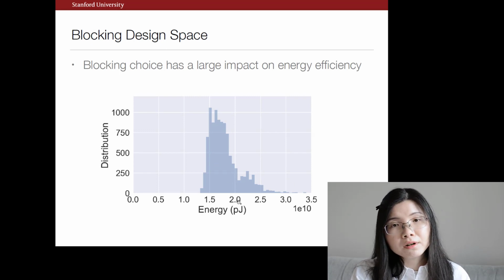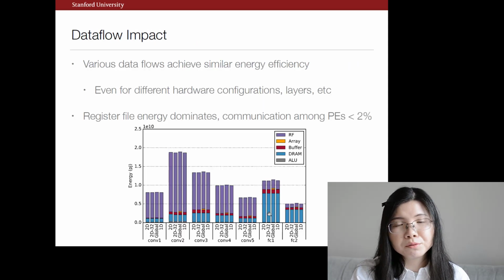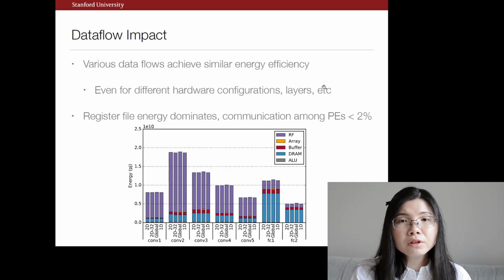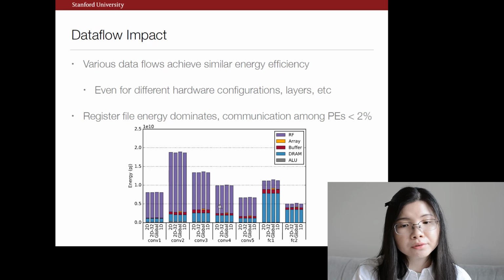We already observed many data flow choices achieve similar and close to optimal energy efficiency. We further look at the energy breakdown for different PE array configurations. Here, the different bars in each group correspond to different PE array configurations, such as 2D array, 1D array, or larger 2D array like 32 by 32, etc. This breakdown also confirms our observation that many data flows achieve similar and close to optimal energy.